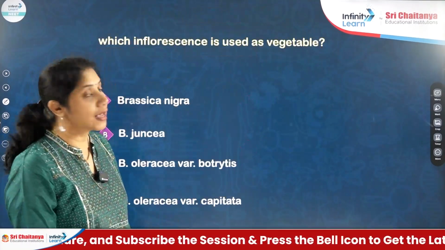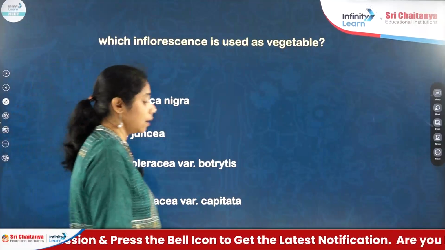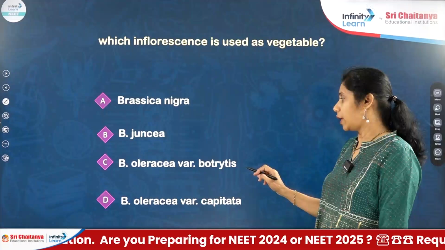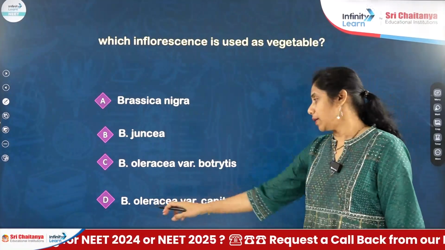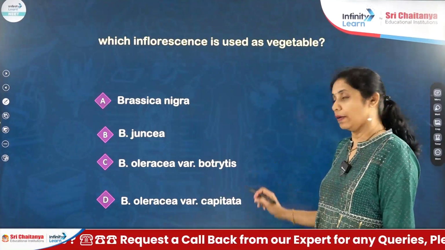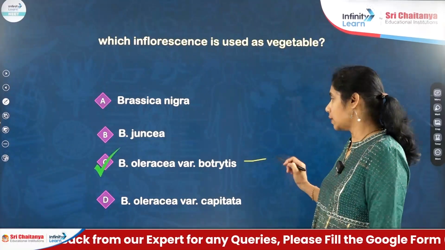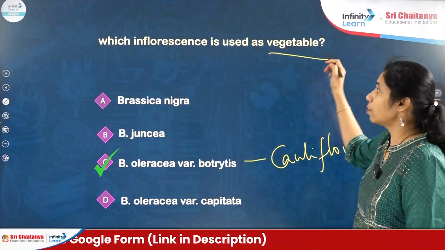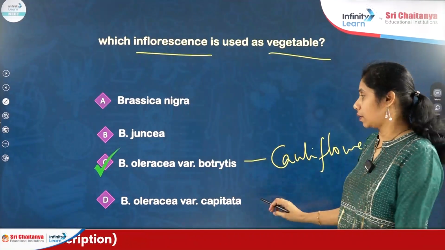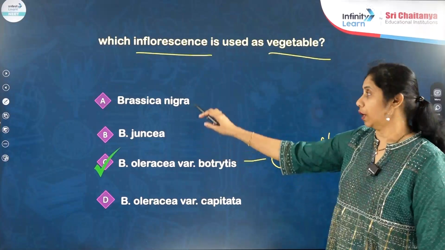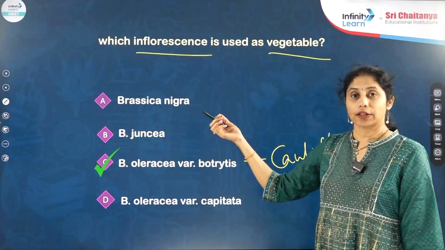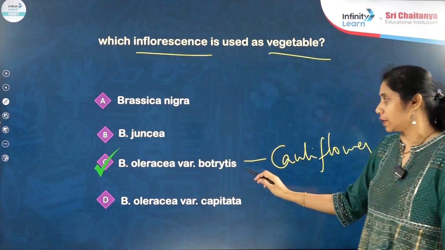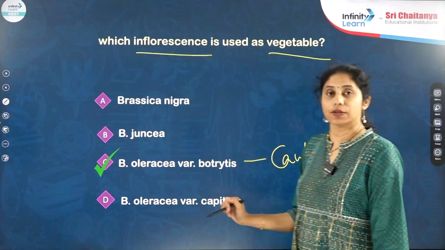Which inflorescence is used as vegetable? The options: Brassica nigra, mustard seeds, Brassica gentiana, Brassica oleracea variety botrytis, Brassica oleracea variety capitata. This is cauliflower and this is the cabbage. The answer is botrytis, because this is cauliflower, whose inflorescence is used as a vegetable, whereas the cabbage is a bud. Gentiana and nigra, the black sarson, mustard seeds, are also not used as a vegetable. The inflorescence used as vegetable is Brassica oleracea variety botrytis, cauliflower.